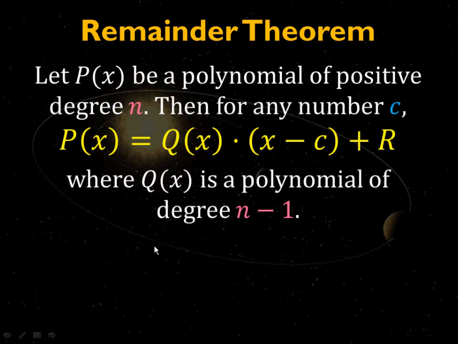So, let p of x be a polynomial of positive degree n. Then for any number c, p of x is equal to q of x times x minus c plus r, where q of x is a polynomial of degree n minus 1. So all we did from the previous slide is multiply every term by x minus c. This left us a p of x over here. Q of x is now multiplied by x minus c, and we have a plus r. So this r ends up being the remainder theorem. And when you plug in any value of x, r is going to be the value of the function at whatever value of x you put in.